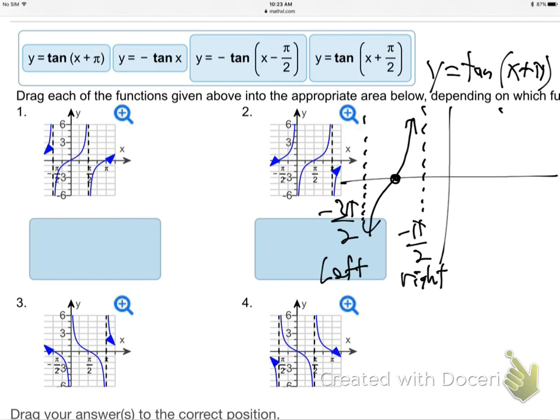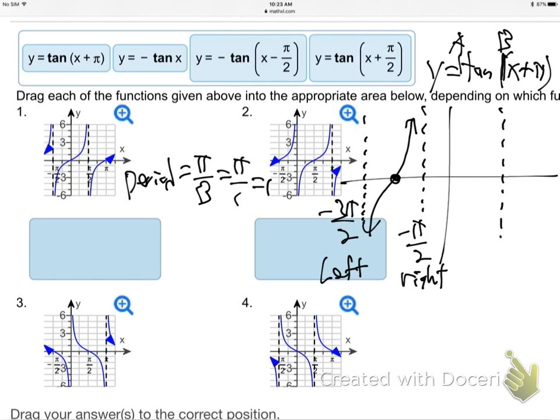So where's the next dotted line going to be? Because remember what the period was? The period was pi over b. And what's the b? The b is 1. This is a 1, b 1. So pi over 1, the period is just pi. So that means you just keep adding pi for another cycle. So if you take negative pi over 2 and you add pi, where's that going to take you?